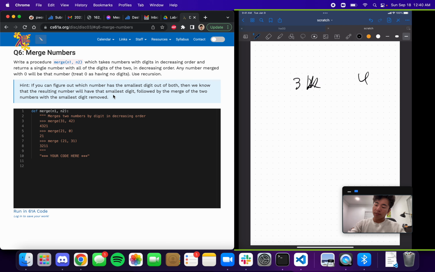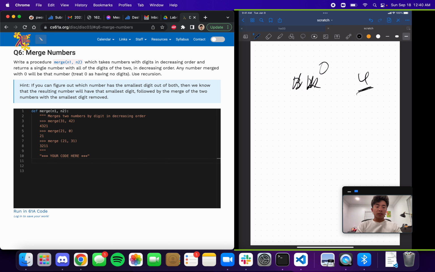So we're taking digits from n1, and n1 becomes 0. And so if n1 is 0, then we want to return n2. Since we're taking digits from both sides, either n1 or n2 can hit 0, so we need to account for both cases. Keeping that in mind, let's get started.